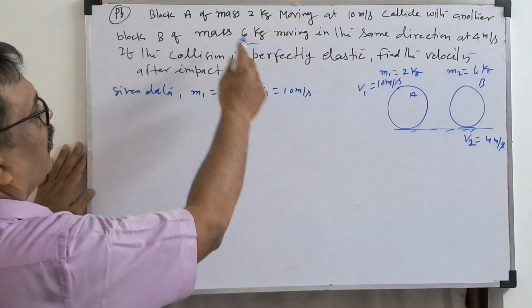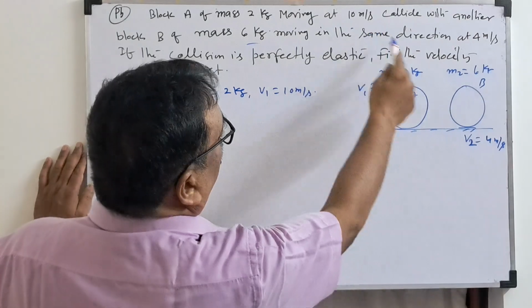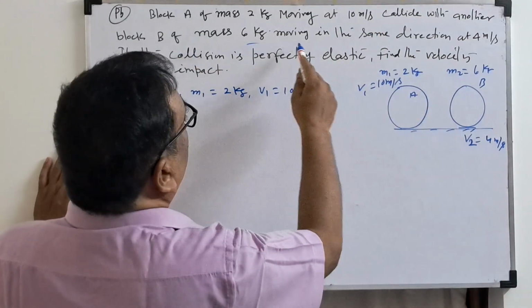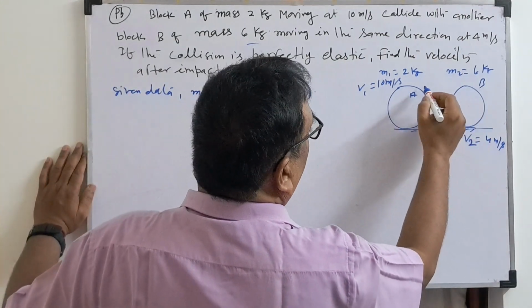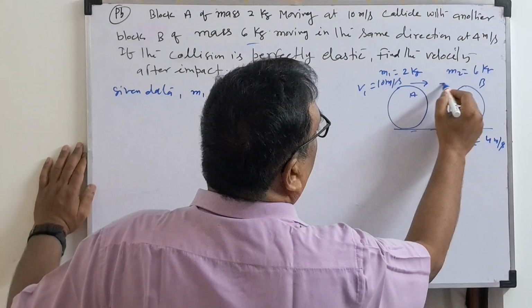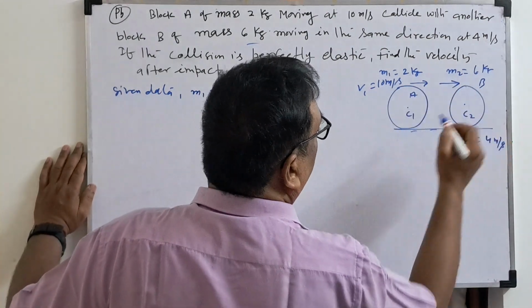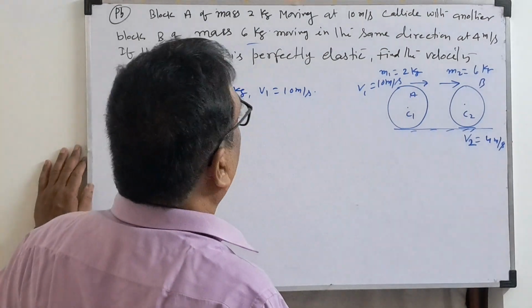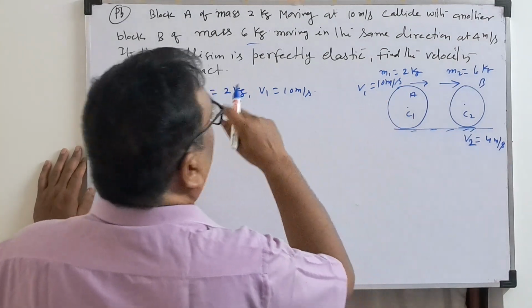Now read: block A of mass 2 kg moving at 10 meters per second velocity V1 collides with another block B of 6 kg, but in the same direction. Going in the same direction means both bodies, with mass centers C1 and C2, are moving in the same direction, so velocities V1 and V2 will be plus.